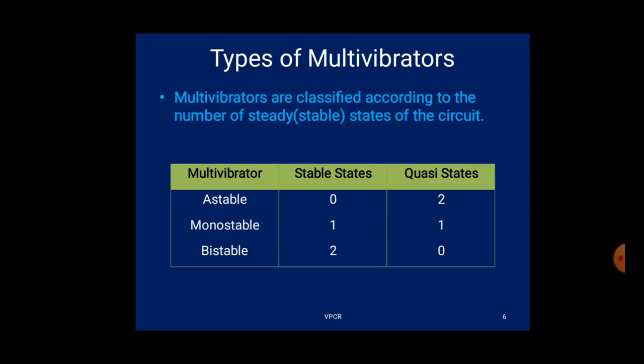State 1 and state 2. Out of those, if both are quasi states, then you can call it astable, because none of the states is stable. We are calling it unstable. Similarly, if you are having only one stable state, that is monostable. If you are having two stable states, then you have to call it bistable. Okay, I think you got a clear idea.